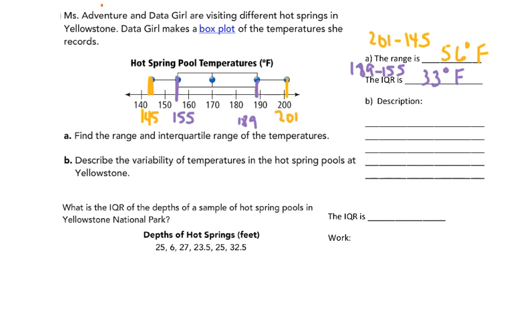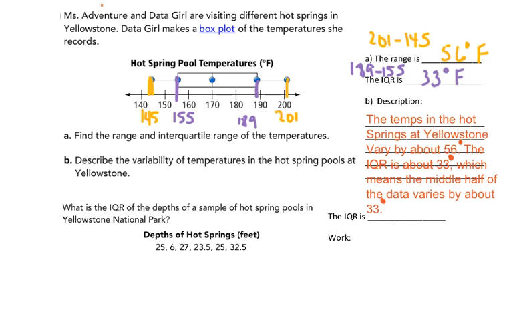So now it's time to describe the variability. I'm going to say that the temperatures in hot spring pools at Yellowstone vary by about 56 degrees Fahrenheit, and the interquartile range is about 33 degrees Fahrenheit, which means the middle 50%, the middle half of the data varies by about 33 degrees Fahrenheit. So again, the temperatures in hot springs at Yellowstone vary by about 56 degrees, and the IQR is about 33 degrees, which means the middle half of the data varies by about 33 degrees.